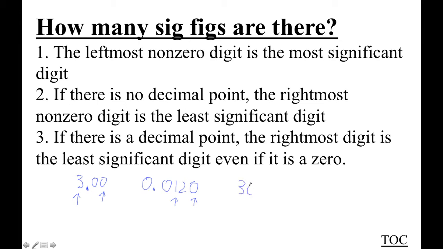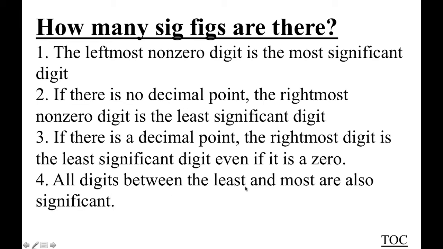Are there any other things? How about 30.0? Well, this is the most significant. There's our least significant. If there is a decimal point, it's just the rightmost digit. Okay? And then the final rule is all digits between the least and most are also significant.